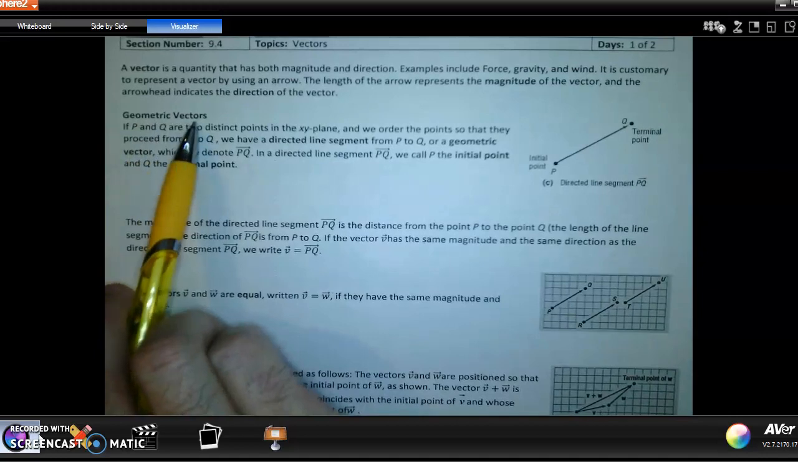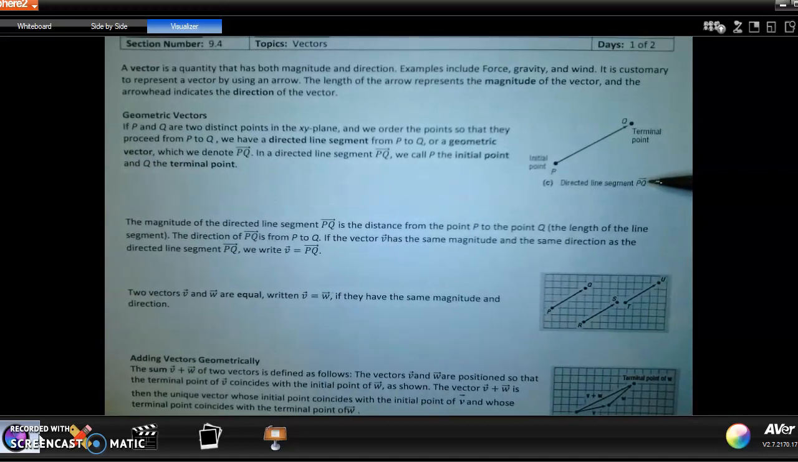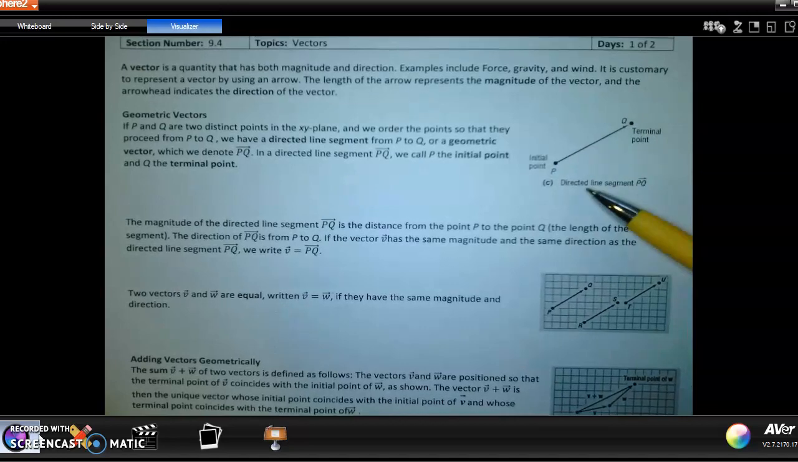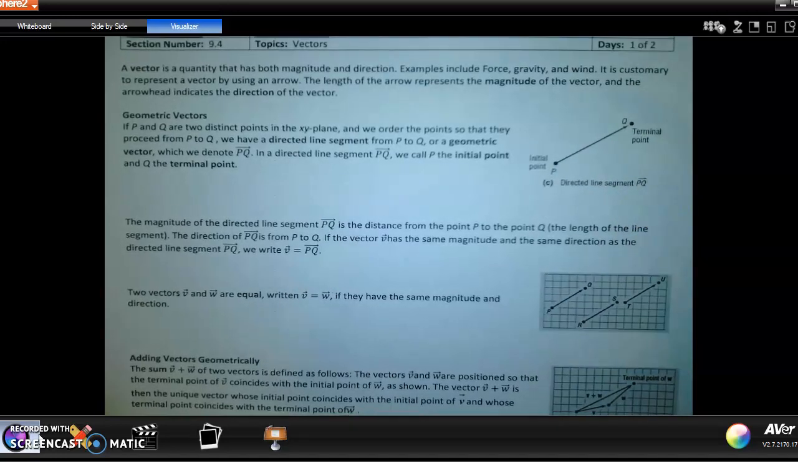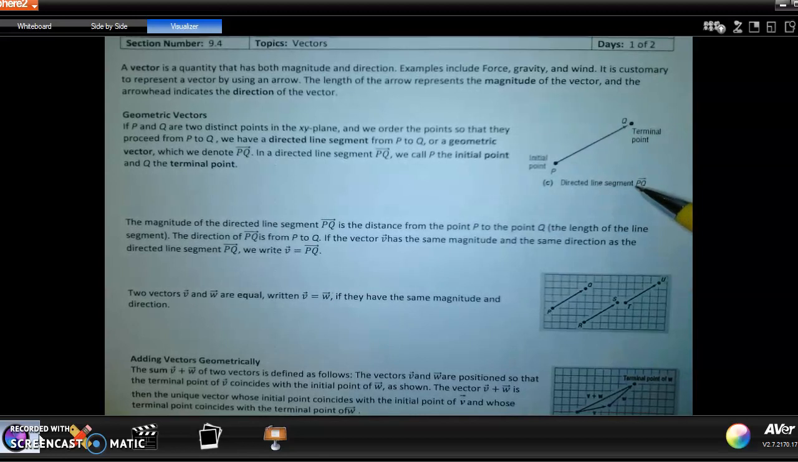A geometric vector can be written as what's called a directed line segment. So you've got a line segment. It starts at P, it ends at Q. So this is your initial point, this is your terminal point. It starts and stops, and then the arrow shows you which direction it's moving. So this is directed line segment PQ. If this arrow was on the other end, then we would call it directed line segment QP. So you start with the initial point and you end with the terminal point. That's an example of a directed line segment.